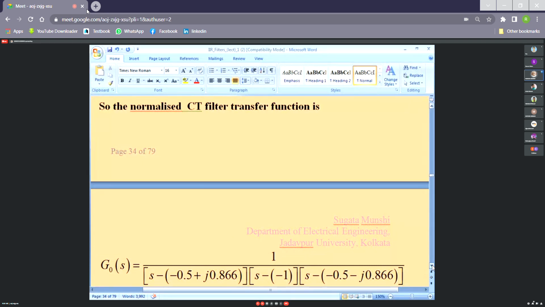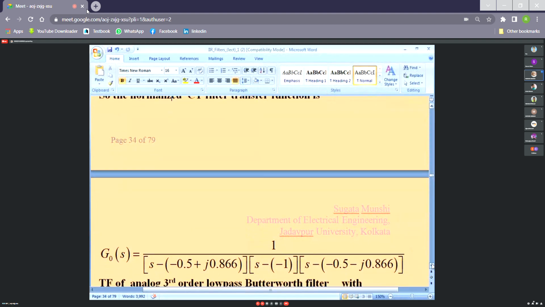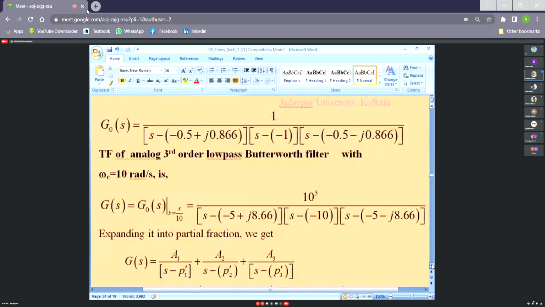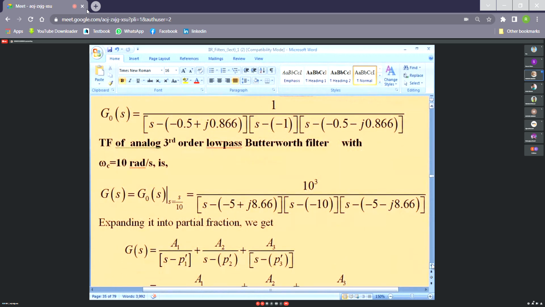CT stands for continuous time. P1 prime is -5 plus j 8.66, P2 prime is -10, and P3 prime is -5 minus j 8.66.